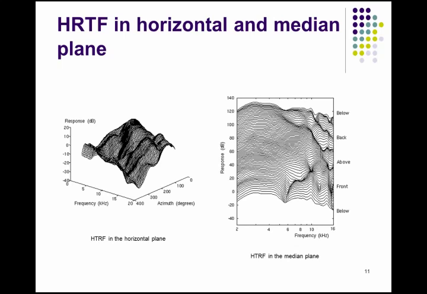Okay, here what we have is the median plane, below, front, above, back, below. And this is how many dB there actually is difference as a function of the frequency. And you see all of these notches and the mountains in here, that's all a function of your own pinna.